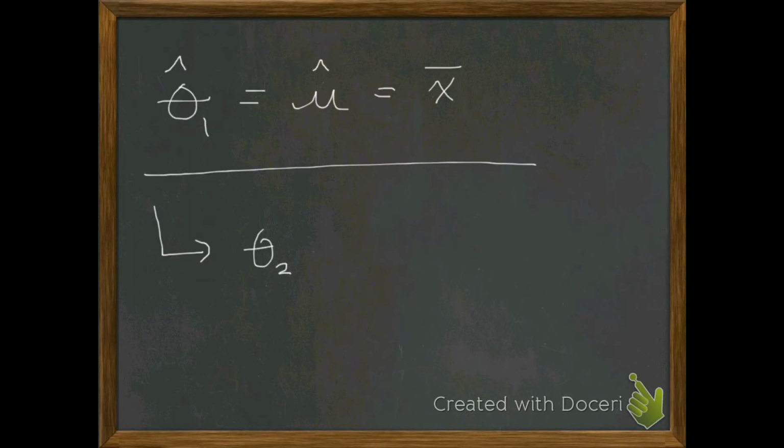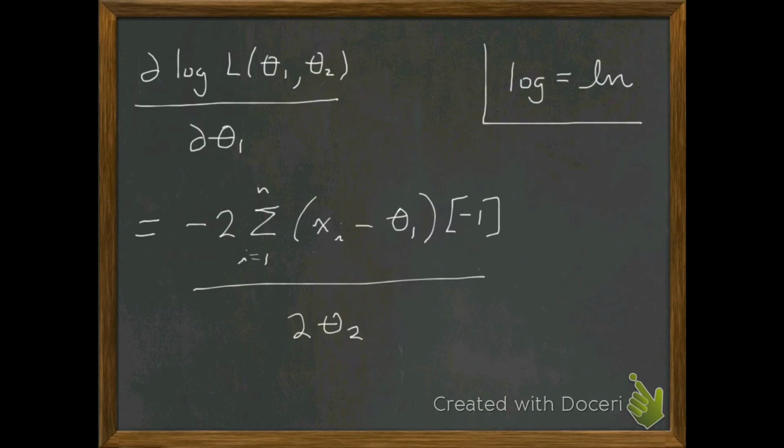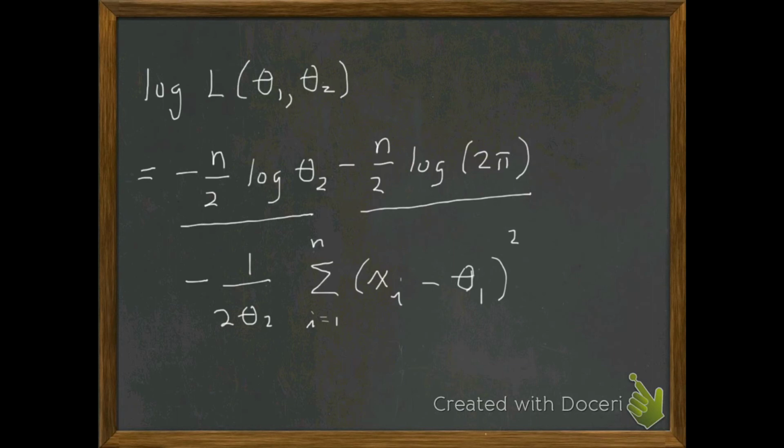So let's go back to, we want to take the partial of the log of the likelihood of theta 1, theta 2. This time we want to do this with respect to theta 2. And so what are we going to get here? I'm going to go all the way back to get a visual on this. Okay, so the first term is going to give us negative n over 2 times 1 over theta 2.